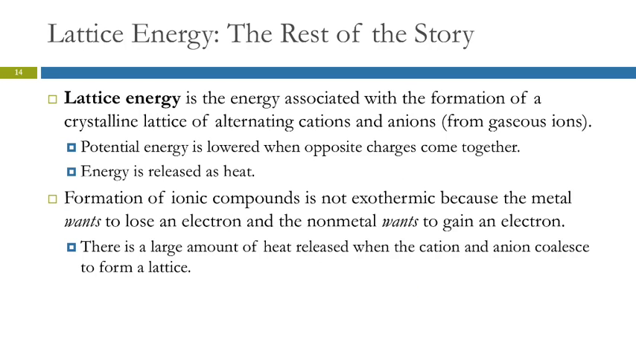The rest of the story is the lattice energy. Lattice energy is the energy associated with the formation of a crystalline lattice of alternating cations and anions. And when we're looking at quantifying that, we're talking about from gaseous ions. So the potential energy of these ions is lowered when the opposite charges come together. Opposite charges attract. When the potential energy is lowered, the energy has to go somewhere, and it's usually released as heat, sometimes as light.